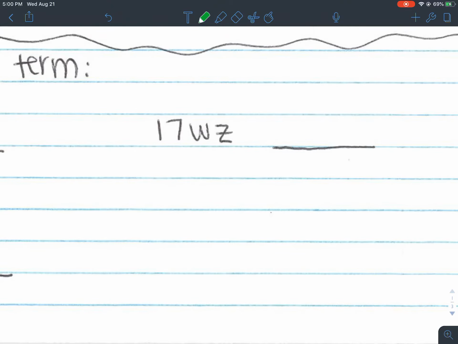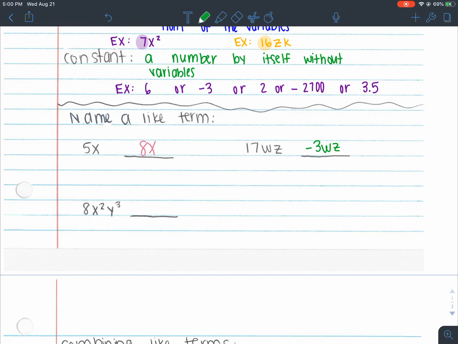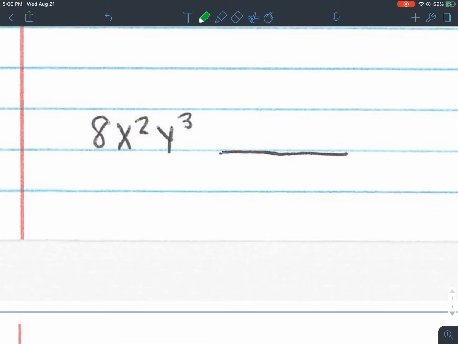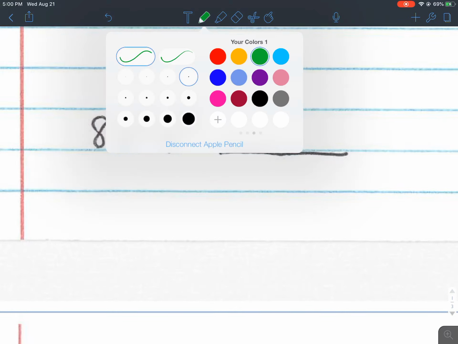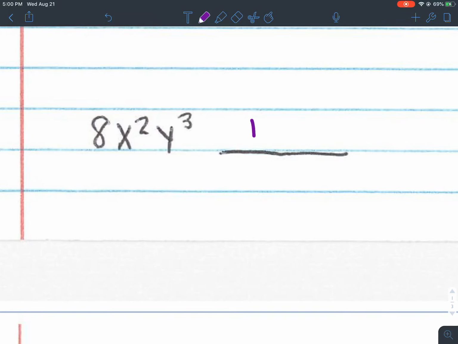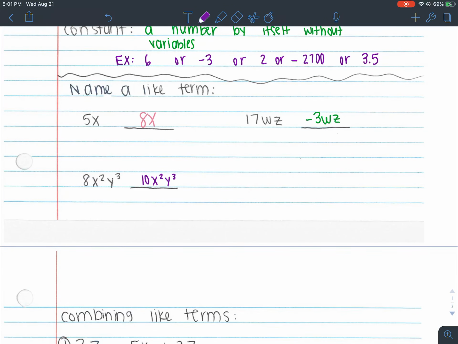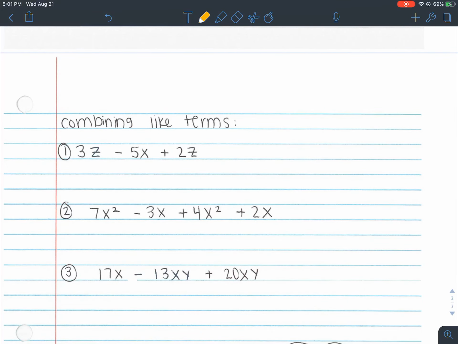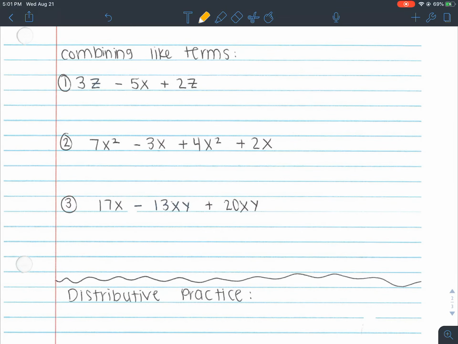Well, I have 17wz. I could have 38wz. I could have -2wz, -3wz. So all of these are like terms as long as your variables and exponents are exactly the same. Next one, 8x squared y cubed. What's a like term? Maybe 10x squared y cubed, 9x squared y cubed, as long as your exponents and variables are the same. So hopefully that has been drilled into your head multiple times and we understand what like terms are. All right, now we're going to combine some like terms and then we'll go into distributing.